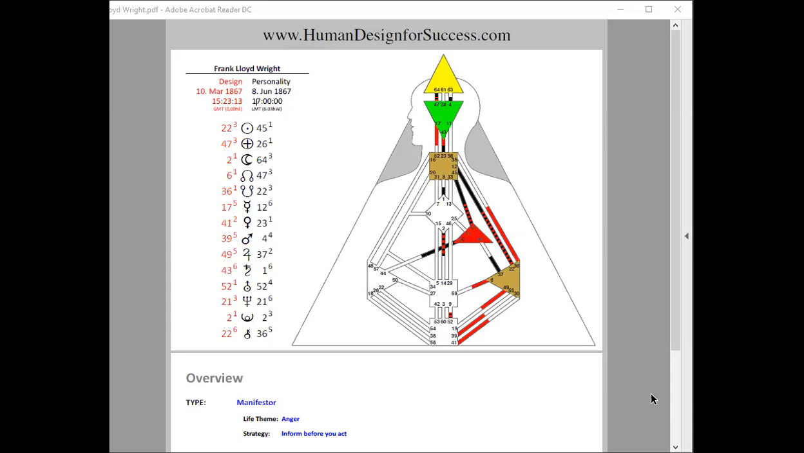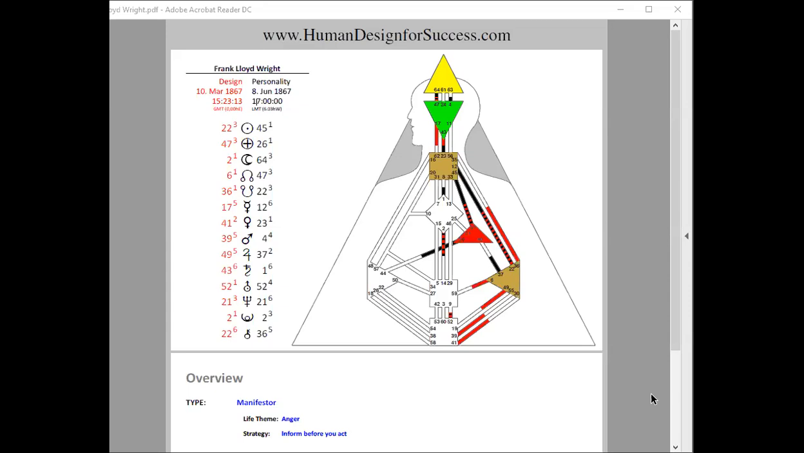And toward the end of this overview, I'll also talk a little bit about his incarnation cross and his chiron energies, which will give you some additional depth into understanding this person, and will also give you a little taste of what's covered in my advanced reading called the Life Path and Soul Mission reading, which focuses exclusively on incarnation cross and chiron energies. So on to Frank Lloyd Wright.